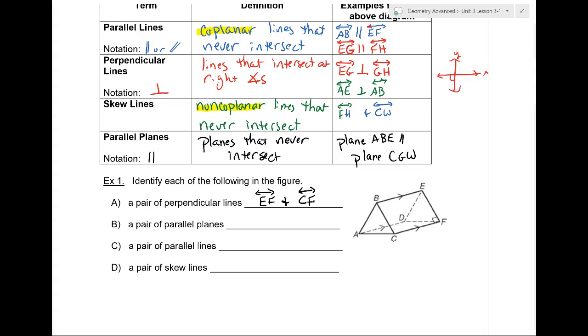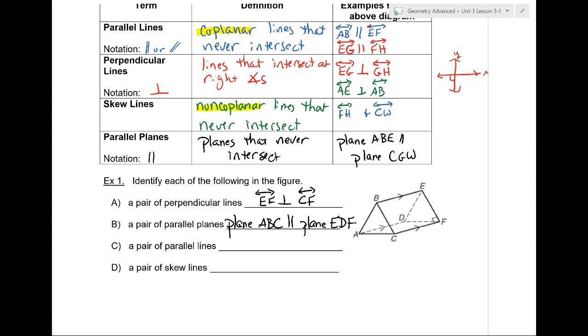A pair of parallel planes. Oops, we can do perpendicular here. Thank you. Makes it easier. A pair of parallel planes. Michael. You mean plane ABC? It's parallel to plane EDF. Excellent. Remember, correct notation for a plane. Do I have to write the word out, my friends? Yep, we do.